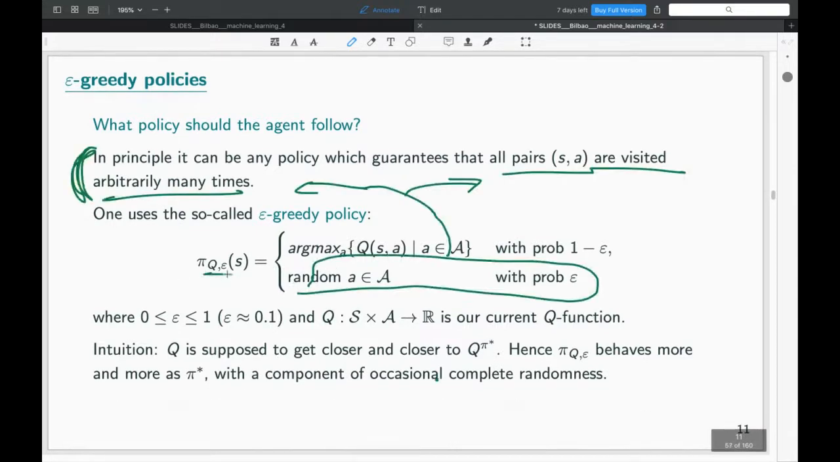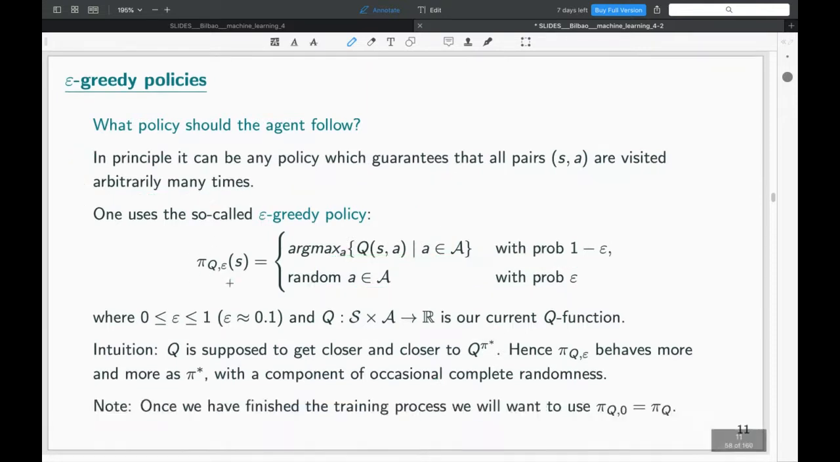Okay, and I will just emphasize that this policy is used only during training. When you are done, you just use the greedy policy with respect to the Q function you found, but you don't want to have random actions when you are done training. Otherwise, you'll have some weird performance, and usually you want to train so that when you are in testing mode, you perform as well as possible.